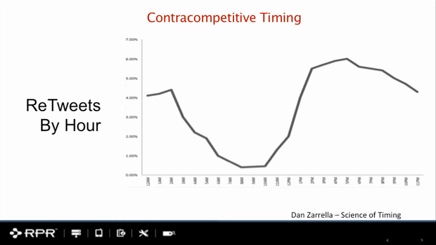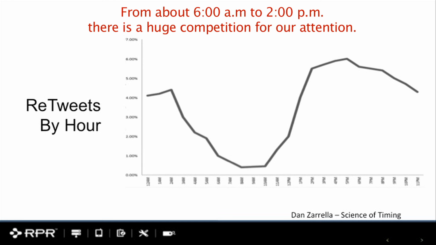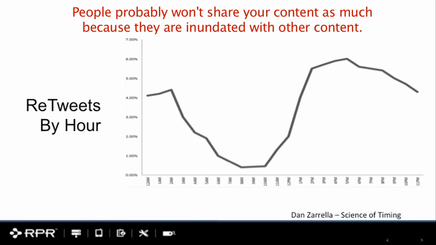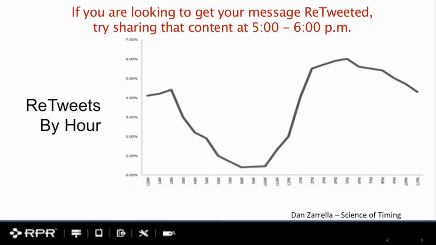So if we focus back to the Twitter network, what happens is in the morning, about 6 a.m. until about 2 p.m., we start to see a huge competition for our attention. Everybody's tweeting. You have less of an opportunity to get retweets in that time period. People probably won't share your content as much because they're inundated with other content. Make sense? So if you're looking to get your message retweeted, I'd like to have you try the evenings. Go and try sharing that content at 5, 6 p.m.